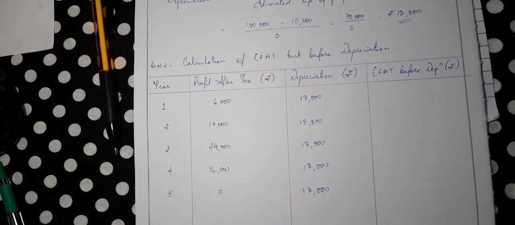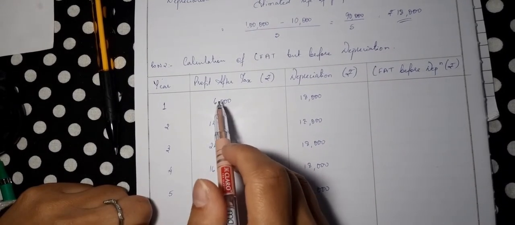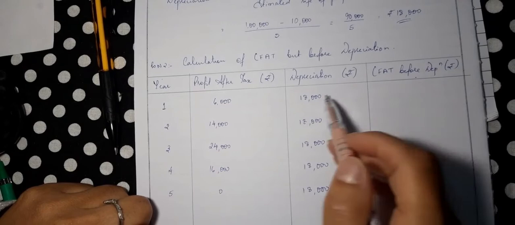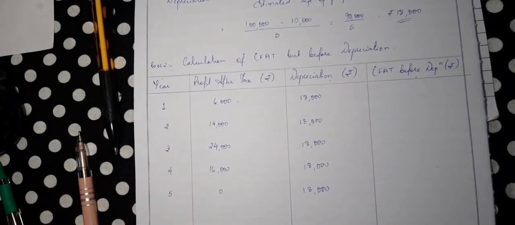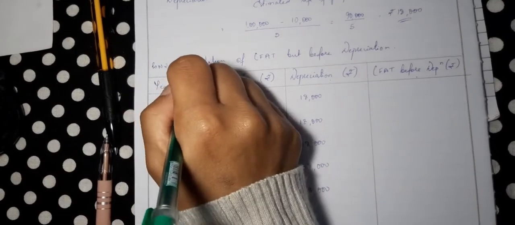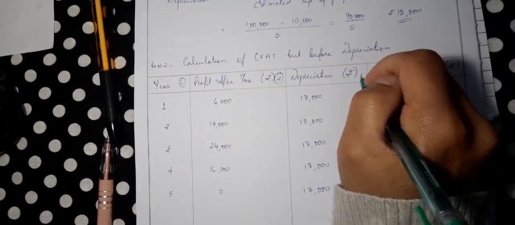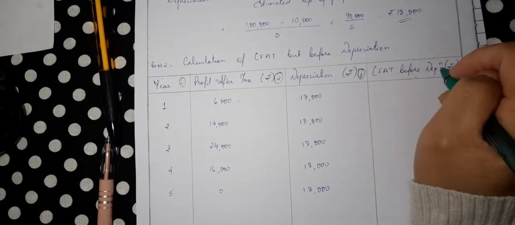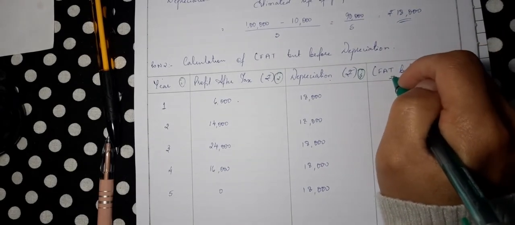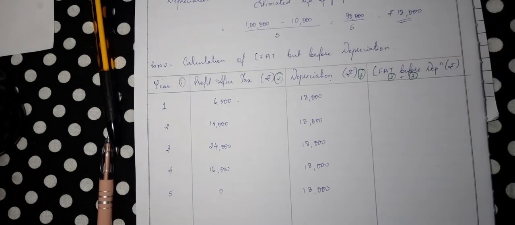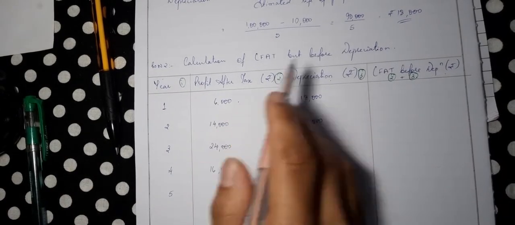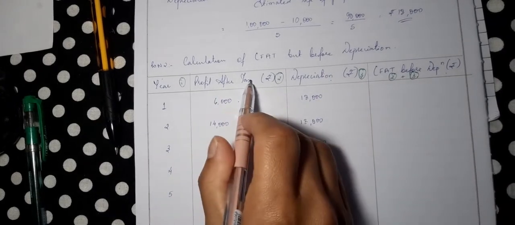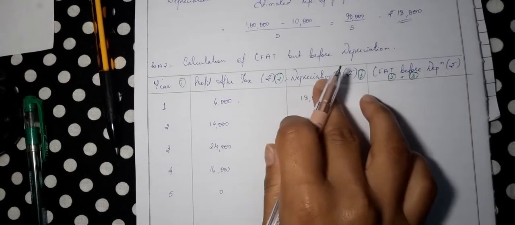Now, the only column left is cash flows after tax before depreciation. Cash flows after tax before depreciation means we have to add back depreciation. If I were to number each of these columns, this last column is going to be column number 2 plus column number 3. Very simple. This is profit after tax. Cash flow after tax before depreciation means add back the depreciation.